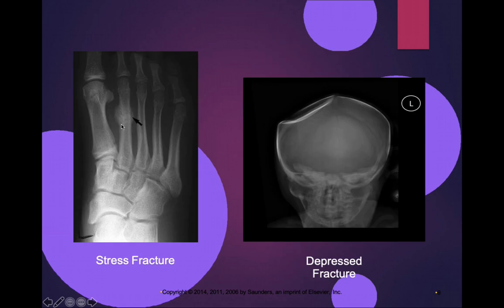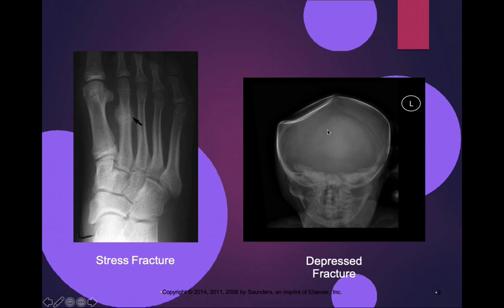Here's a stress fracture. We can see here on the middle shaft of the second metatarsal. This is the foot. This is the hallux, the great toe. First metatarsal, second, third, fourth, fifth. Here's the navicular, talus, calcaneus, first, second, third cuneiform, and the cuboid right here.